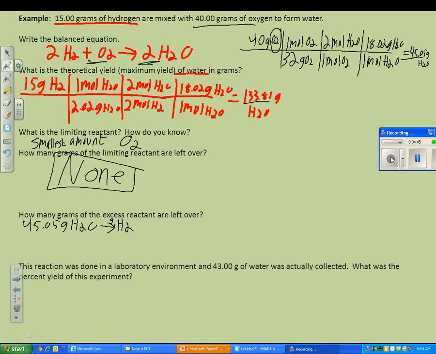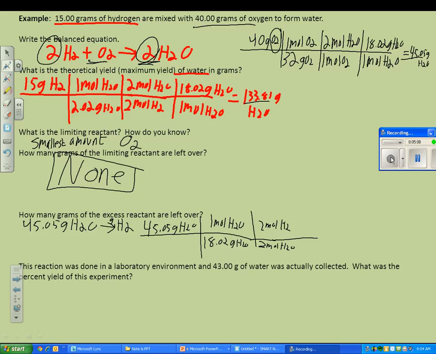So more stoichiometry, 45.05 grams of H2O. Convert to moles using molar mass, so 18.02 grams of H2O in every 1 mole of H2O. Mole ratio, it's going from 2 mol H2O to 2 mol H2, and then convert to grams of H2. That will give you 5.05. That'll be grams that you actually used.